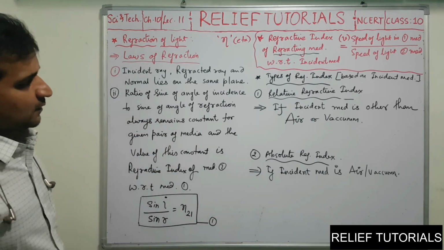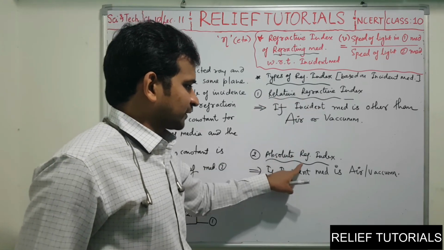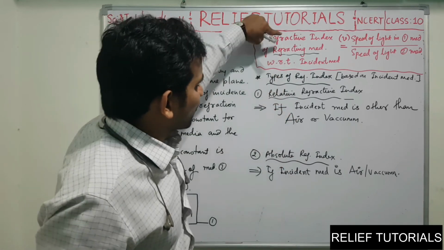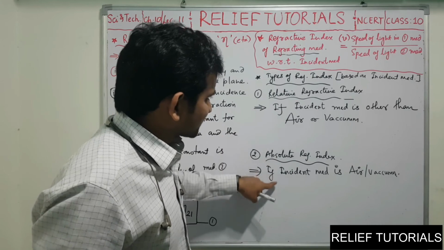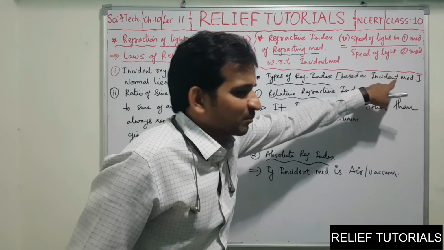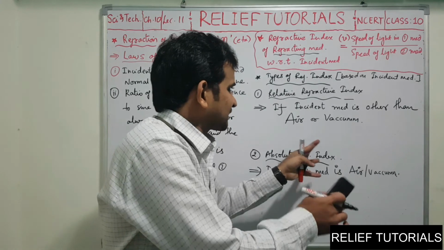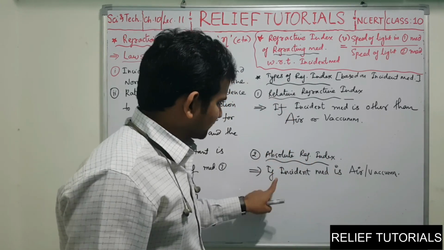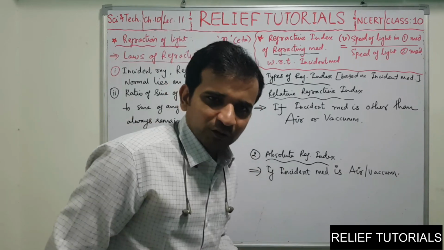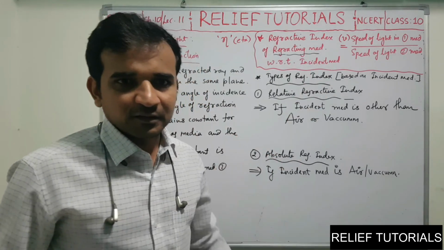Result number 1. So there are two types of refractive indices: relative refractive index and absolute refractive index. Please be careful, these are just the two types. The formula for both is common. These are the two types just on the basis of the type of incident medium. If the incident medium is other than air, that refractive index is called relative. And if the incident medium is air or vacuum, that refractive index is named absolute. Just the names are different, the formula is the same, and the concept is totally the same.